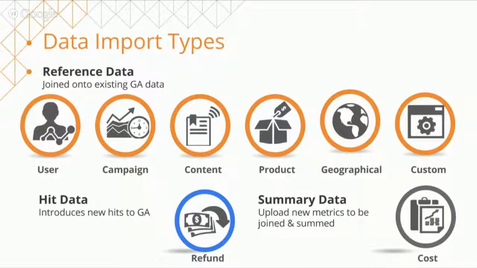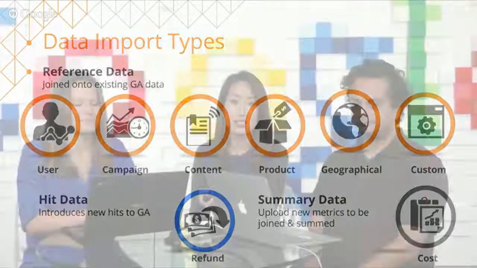Other examples of reference data are, for example, campaign data, where you may be keying off of campaign ID, content, which is potentially keyed off of page URL, product, which is, of course, product SKU, geo ID, which we'll show an example of later, as well as the ability to do custom data joins as well. So this is a really powerful capability to, again, add additional context to your Google Analytics data.